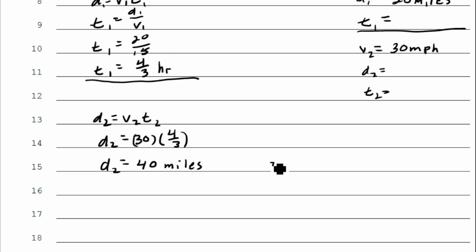So we find D, the distance they are apart. D equals D1 plus D2. D1 was given as 20 miles. And we calculated D2 as 40 miles. So the distance they are apart after car 1 goes 20 miles is 60 miles altogether. They're 60 miles apart.